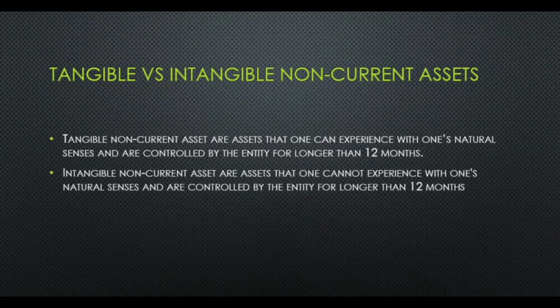Tangible versus intangible non-current assets. Tangible non-current assets are assets that one can experience with one's natural senses and are controlled by the entity for longer than 12 months. The examples are buildings, vehicles, equipment, etc. Intangible non-current assets are assets that one cannot experience with one's natural senses and are controlled by the entity for longer than 12 months. Examples are trademarks, patents, mining rights, etc.